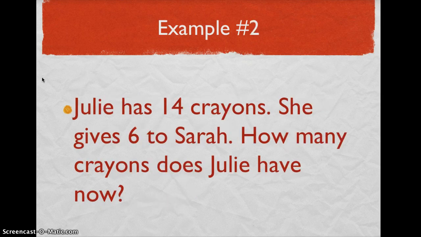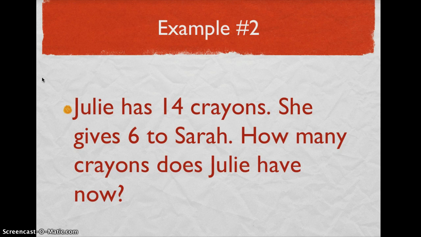Here is our second example we're going to do together. The first sentence says that Julie has 14 crayons. We are going to underline this because it is a fact. Now it says she gives 4 away to Sarah. This is another fact. Now it asks us how many crayons does Julie have now. Let's go ahead and set up our equation. We know that Julie has 14 crayons to start with. Let's write down 14 because this is our start number.